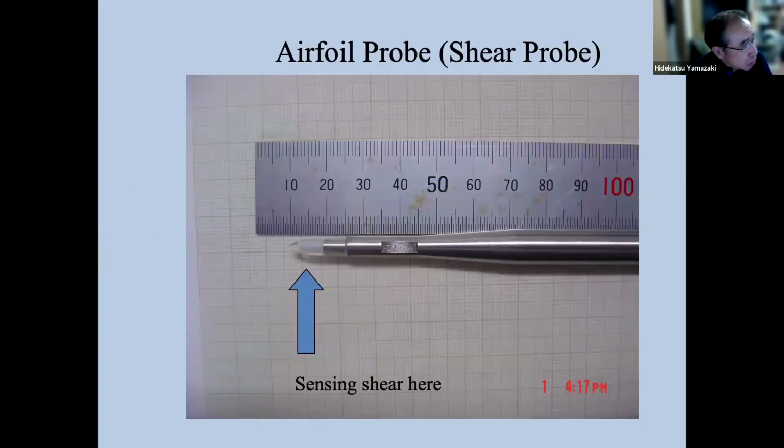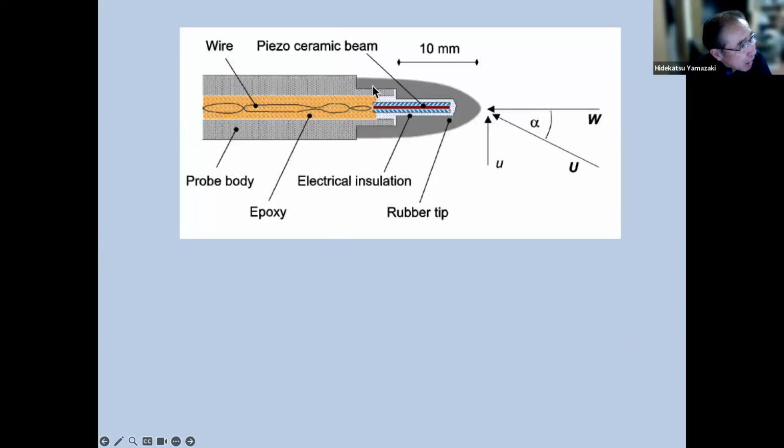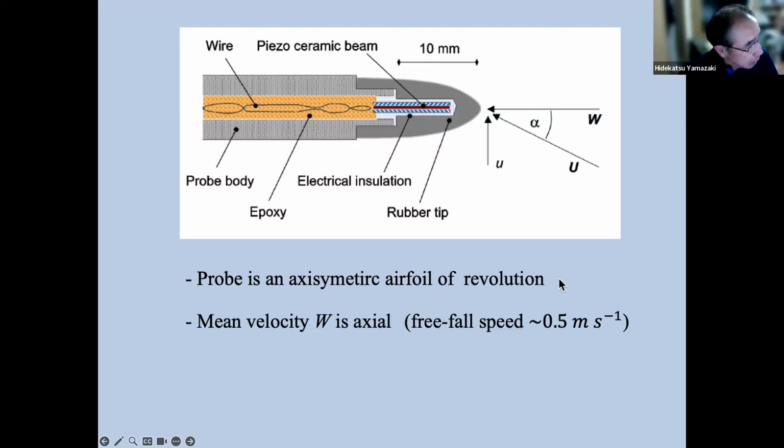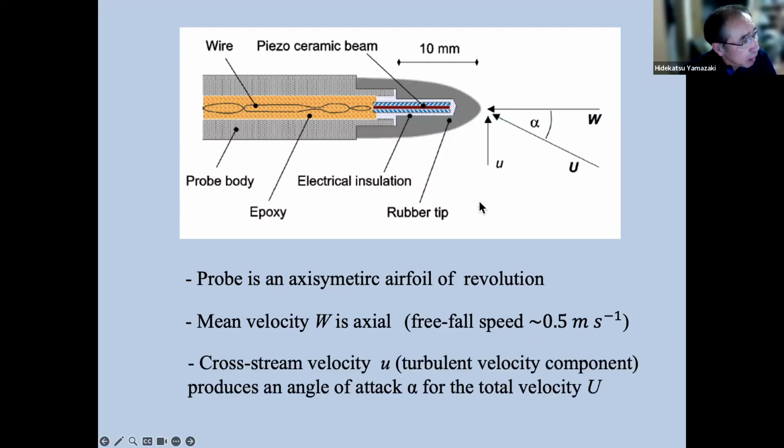This is the shear probe, roughly centimeter scale. If you cut this in slice, you get a structure like that. This W is basically the sinking speed. This probe is an axisymmetric airfoil of revolution. Mean speed W is the sinking speed, so it'll be roughly 50 centimeters per second. And we have a cross stream velocity, that's a turbulence velocity component.